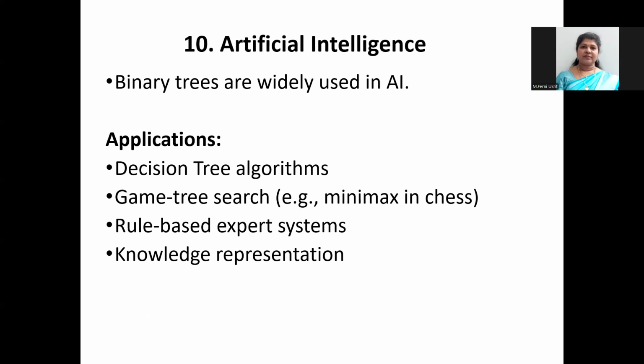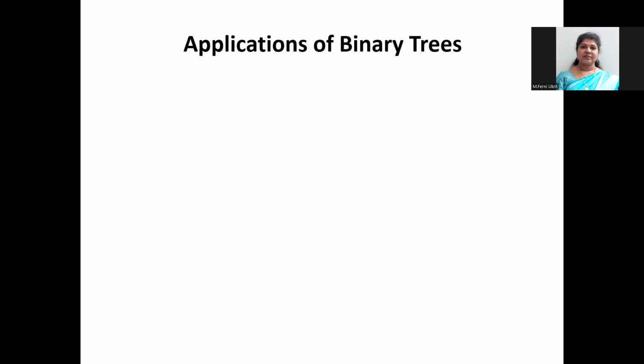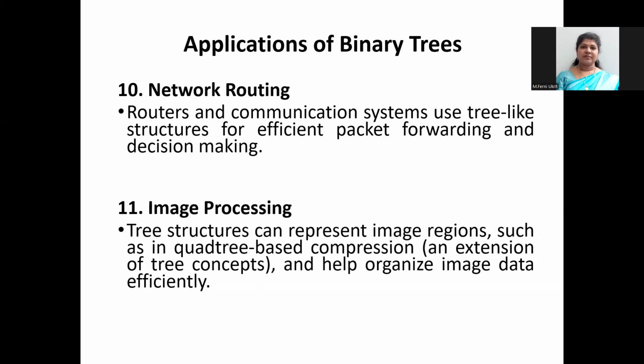Okay, applications: knowledge representation is used in intelligent search systems, semantic networks, etc. Okay, and applications of binary trees are network routing and image processing. So network routing: routers also use tree-like structures to determine the best path to forward the data packets from the source to the destination.